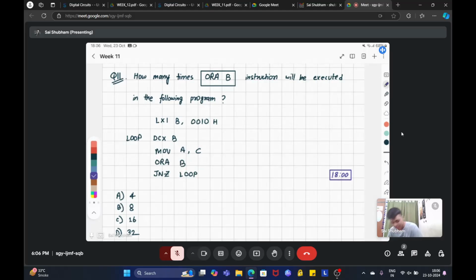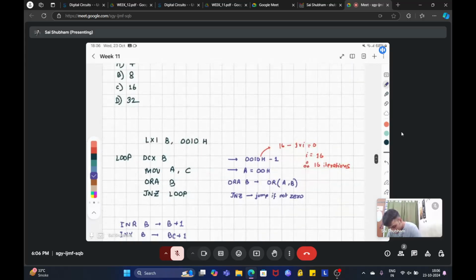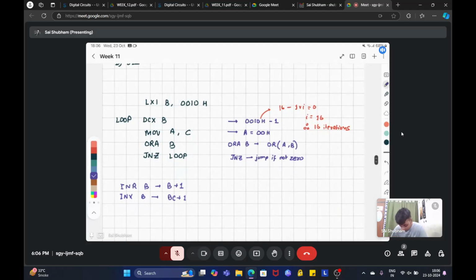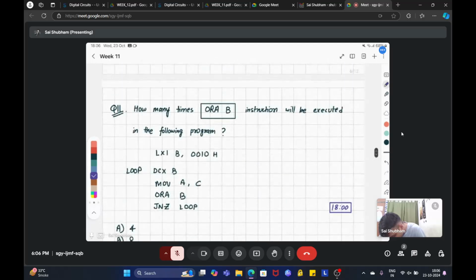Okay, so let's discuss the solution right now. I think I have given enough time for you to solve. So here is the solution. The question asks how many times the instruction ORA B will be executed. ORA B is the bitwise OR operation performed between register B and accumulator A.